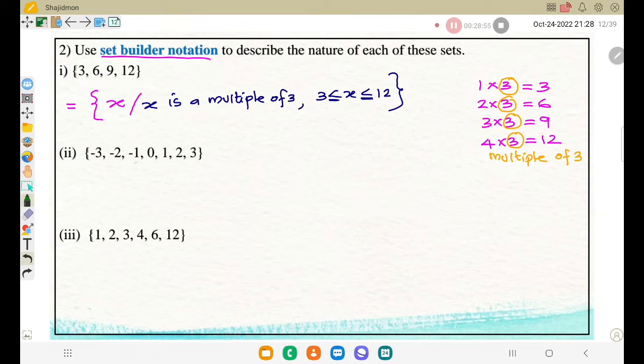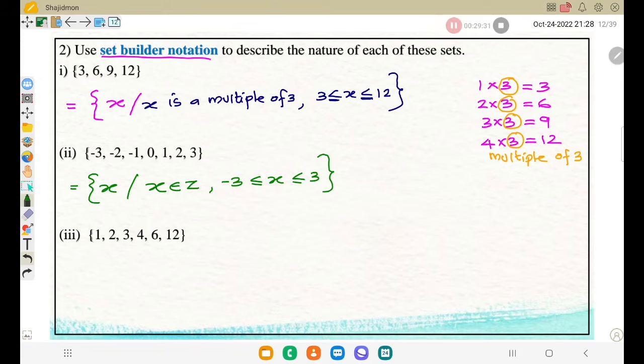Minus 3, minus 2, minus 1, 0, 1, 2, 3. These numbers. So we will go to this one now. Minus 3, minus 2, minus 1, 0, 1, 2, 3. What type of numbers are these? Integers, correct. So we can write the answer: set of all x such that x belongs to which set? Integer set, correct. So x is an integer, the letter Z means integer number. Now from where is it starting? Minus 3 less than or equal to x less than or equal to 3.